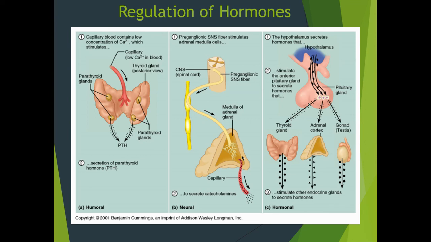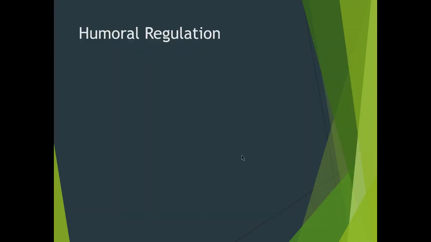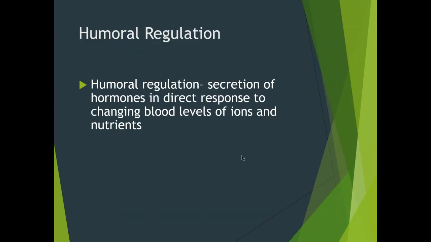If you look at this graphic, you can kind of see what's going on. Let's take them one at a time. So if we look at humoral regulation, the word humor is an old word meaning fluids. And so humoral regulation refers to something that's in your body fluids, something that's in your blood that's not a hormone. That's what's controlling the levels or the response of this hormone. It usually is something like an ion or a nutrient.